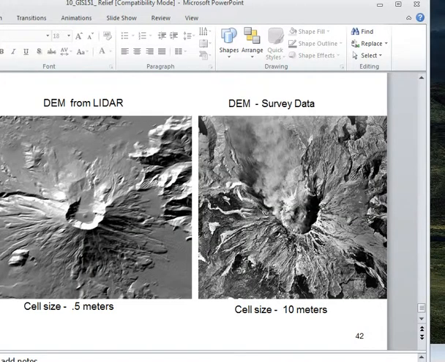So here are 2 images. The DEM on the right is Mount St. Helens, and the size of the grids, the size of the cells, is 10 meters by 10 meters, which is pretty good resolution. But the LIDAR data on the left, the size of the cell is 0.5 meter. And you can just really see how much more detail you can get with that 0.5 meter LIDAR.